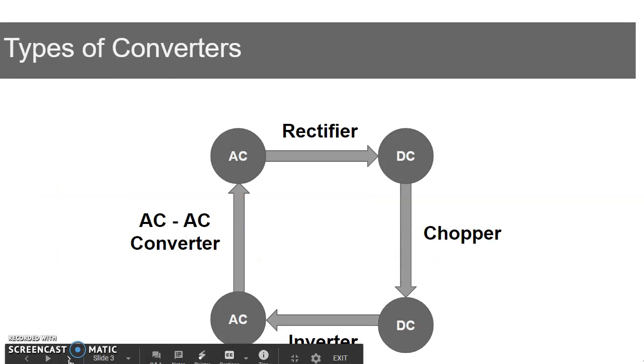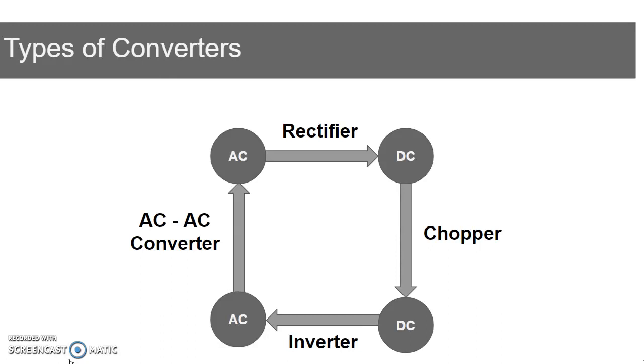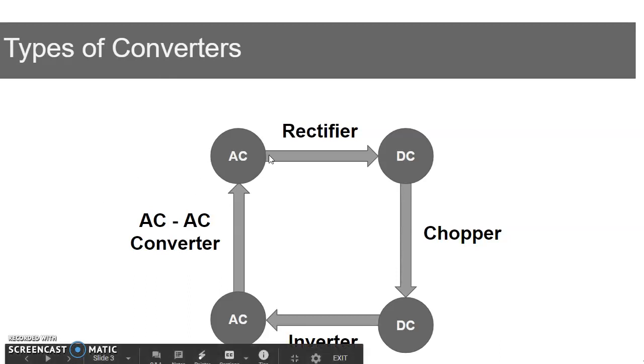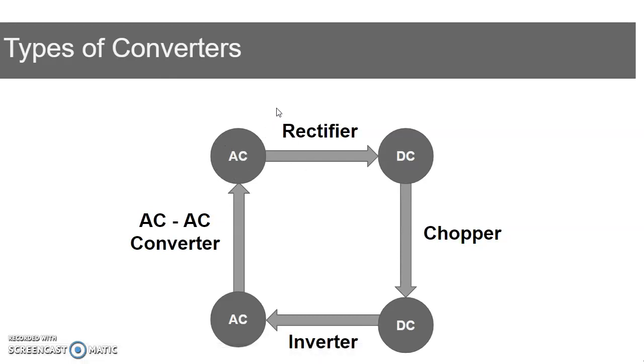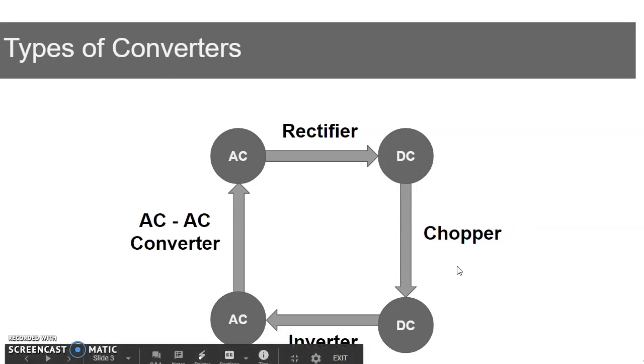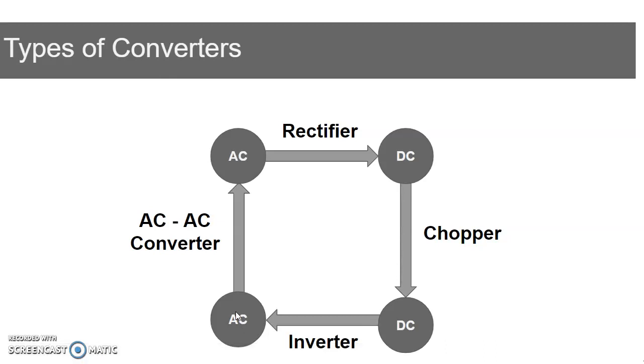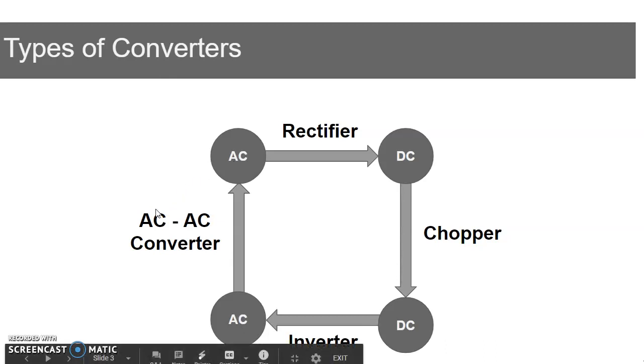Let us discuss types of cycloconverter. Before going to discuss types of cycloconverter, first understand what types of converters are available in power electronics. There are four types of converter. First one is AC to DC converter, called a rectifier. Second one is DC to DC converter, also known as a chopper. Third one is DC to AC converter, called an inverter. And the final one is AC to AC converter.